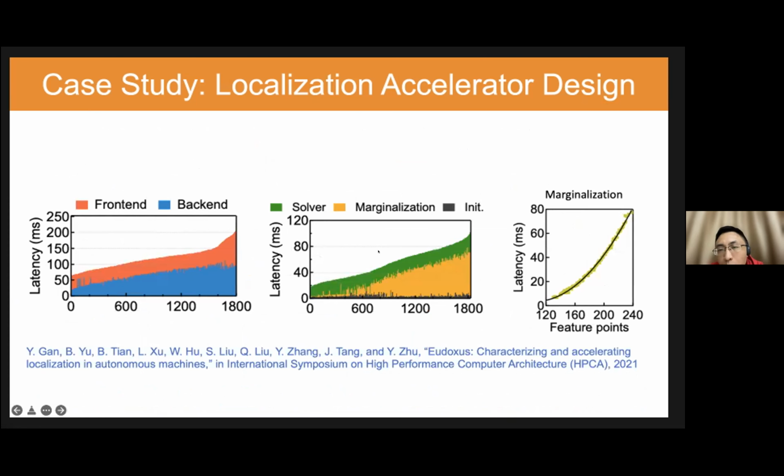Here are some profiling results. Based on the results, we have several findings. First, compared to the front end, the back end exhibits higher variations. Second, in the back end, the marginalization operation contributes the biggest variation. And lastly, the latency of the back end is correlated to the number of tracked features in the environment. So it means that the latency variation of the back end algorithm is caused by the dynamic environment.